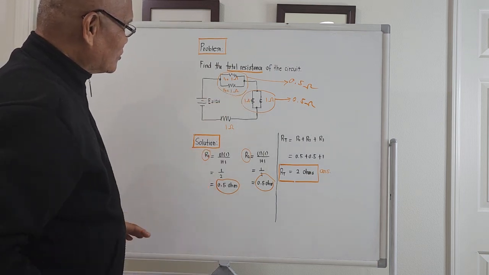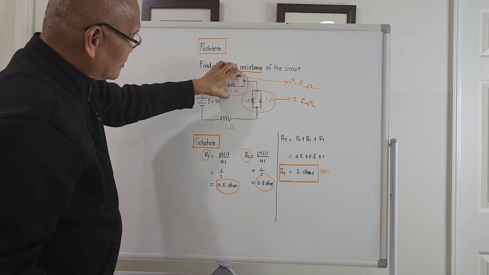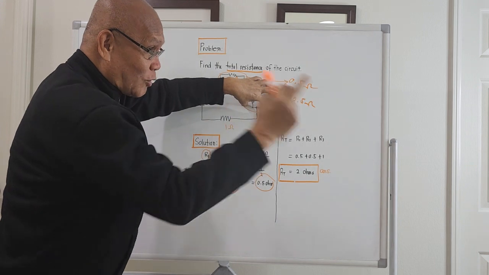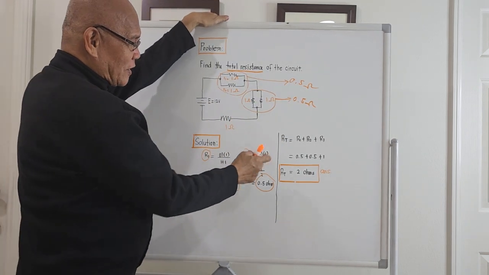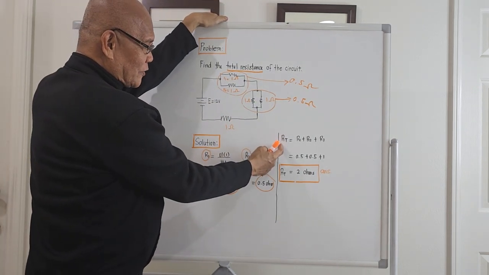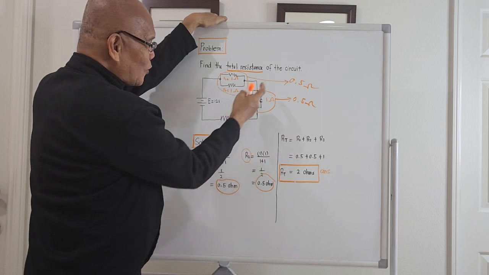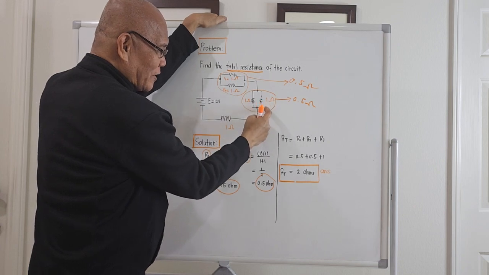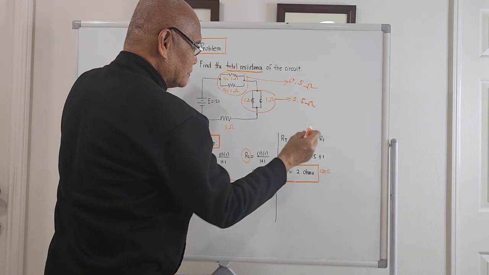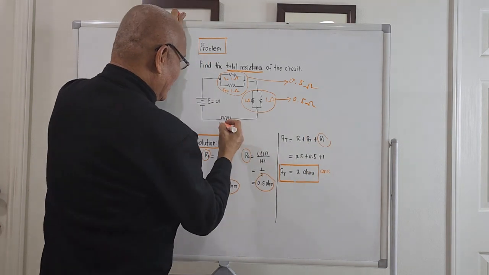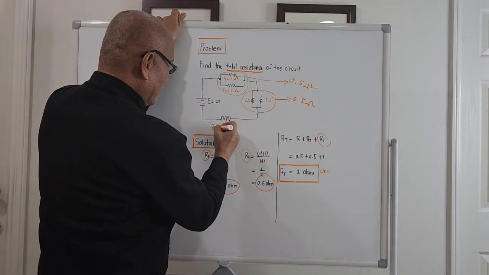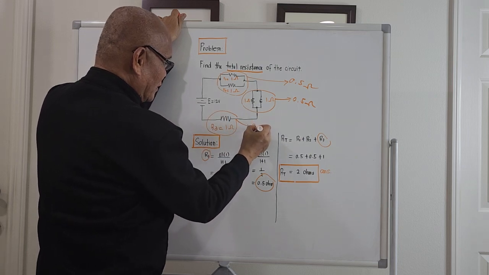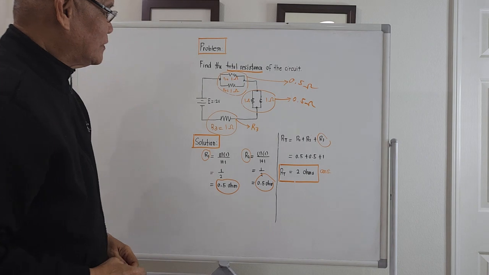So the total resistance now will be the compressed equivalent of this plus the compressed equivalent of this plus this. They are all in series. So RT, meaning the total resistance, will be R1, the compressed equivalent, plus R2, the compressed equivalent, plus R3. Where is R3? This portion here will be R3. You got it?